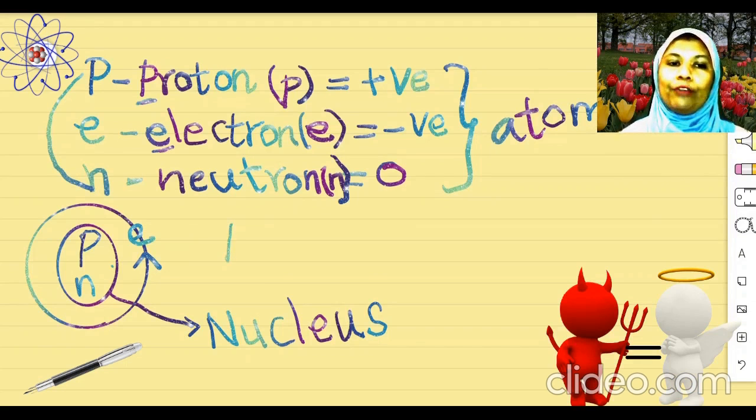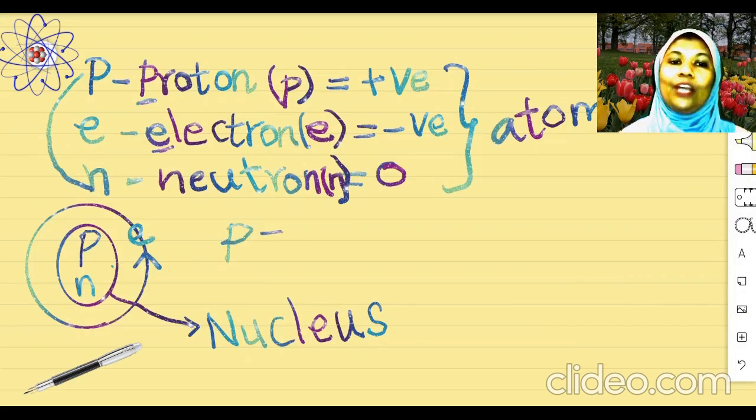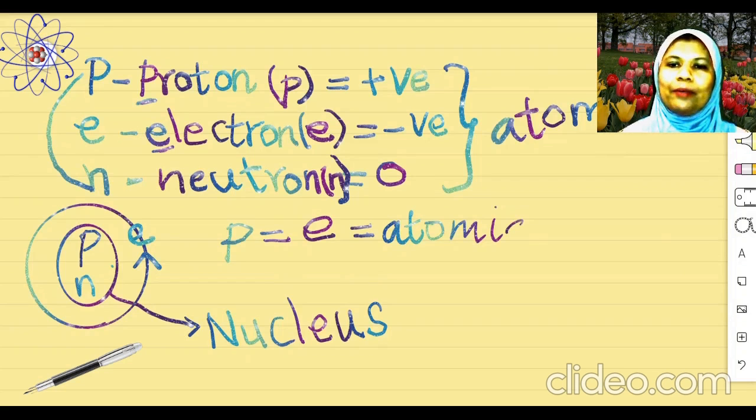The number of proton is equal to number of electron. So the atom is neutral. The number of proton is equal to number of electron, and the atom is neutral. And we call this number as atomic number.